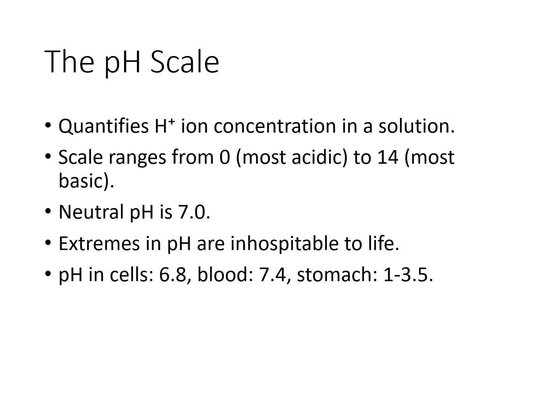Extreme pH levels, either too acidic or too basic, are often inhospitable to life. For reference, the pH inside most cells is around 6.8, blood maintains a pH near 7.4, and the stomach is highly acidic, with a pH between 1 and 3.5, aiding in digestion.